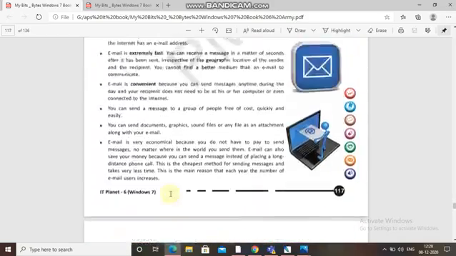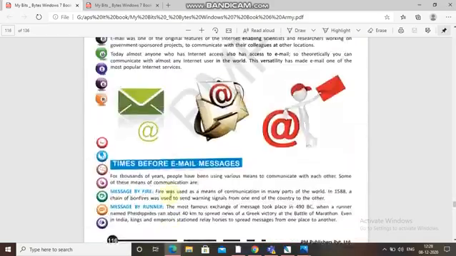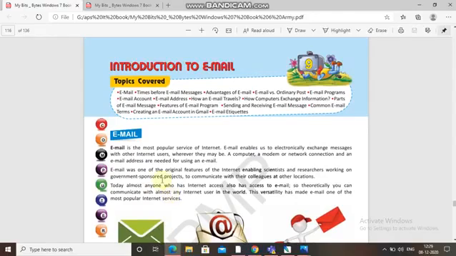As you see, here we have seen the introduction to email. What are the things in this? First of all, if anyone asks you about email, what is email? You will say, yes, I know what email is. It is electronic mail. It's simple. It's electronic mail.